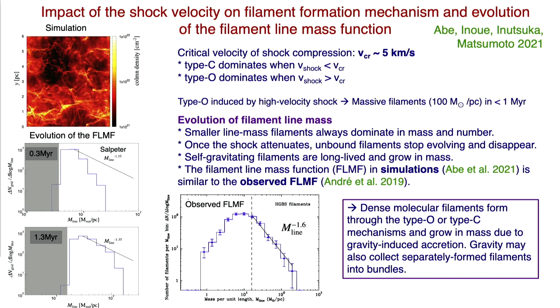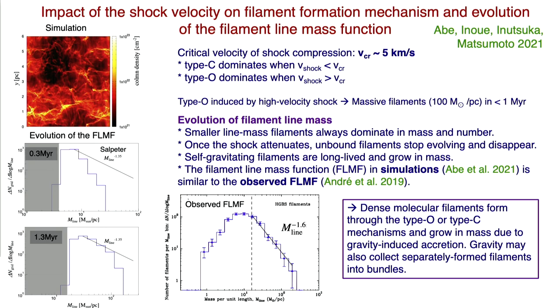And so Abe and collaborators did several similar simulations by varying the velocity of the shock compression, and they identified a critical velocity of about 5 km/s that defines the type of filament formation. When the velocity of the shock is smaller than this critical value, type C dominates, so filaments are formed due to turbulence. When the velocity of the shock is larger than this critical value, type O dominates, so oblique shock compression induces the formation of filaments.